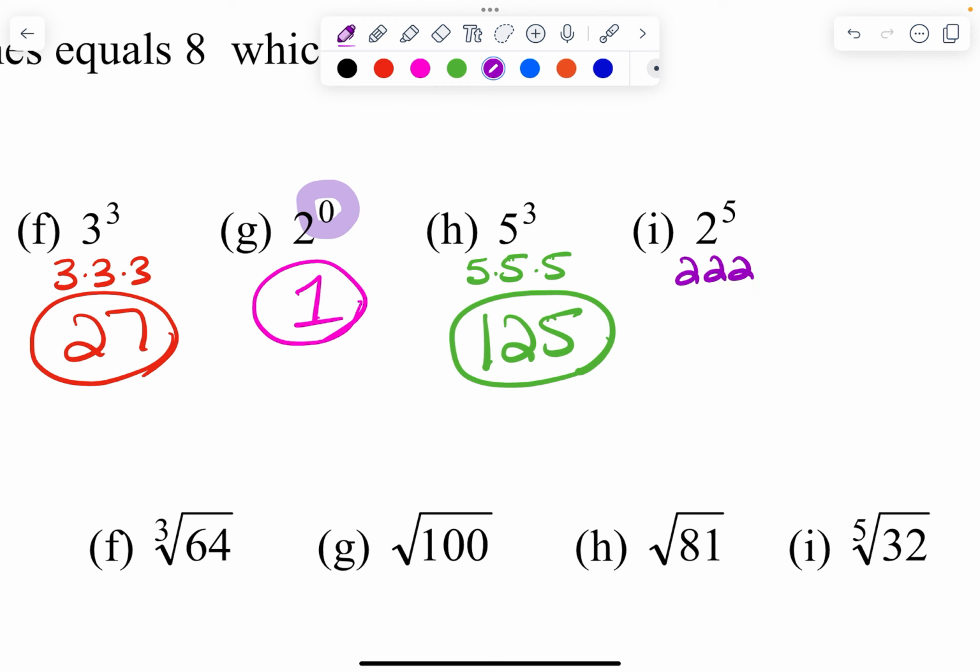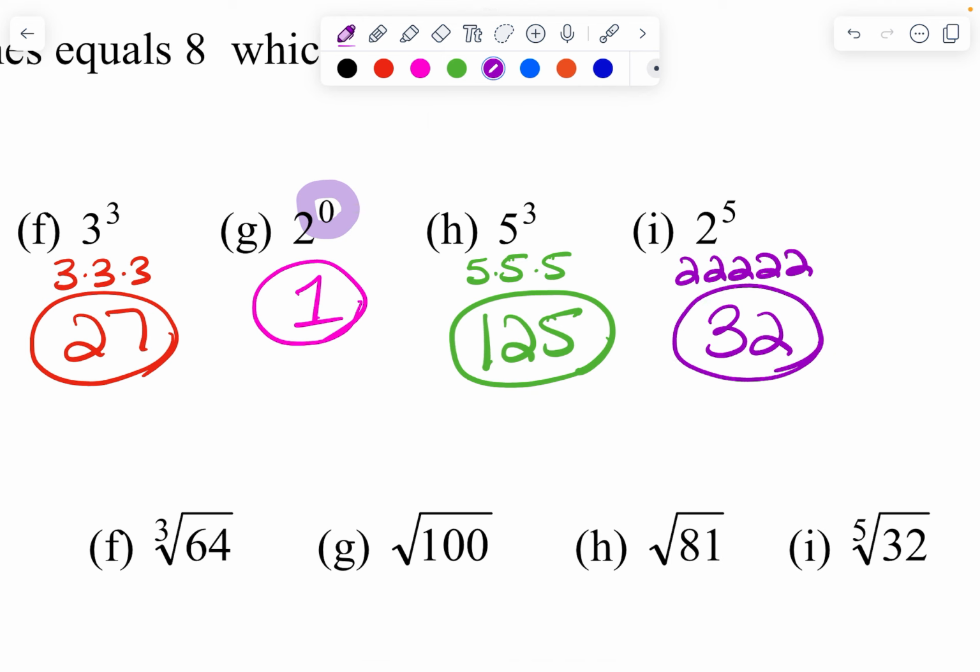So 1, 2, 3, 4, 5 2s. So 2 times 2 is 4. 4 times 2 is 8. 8 times 2 is 16. 16 times 2 makes the final answer here of 32. So that's dealing with all of the exponents.